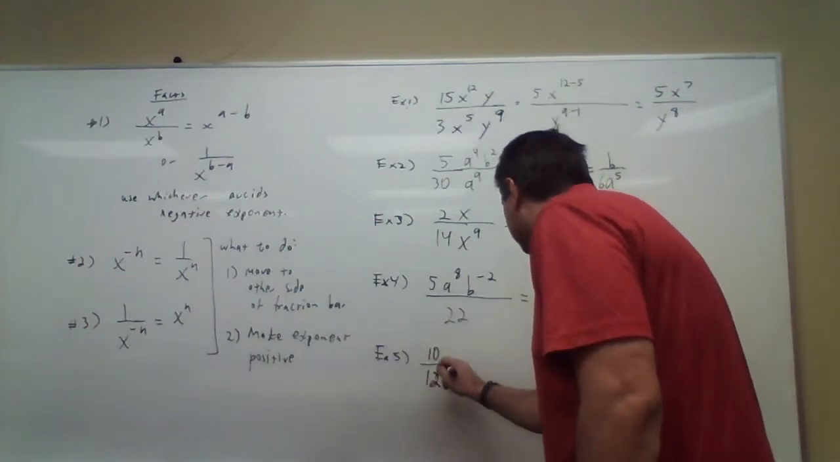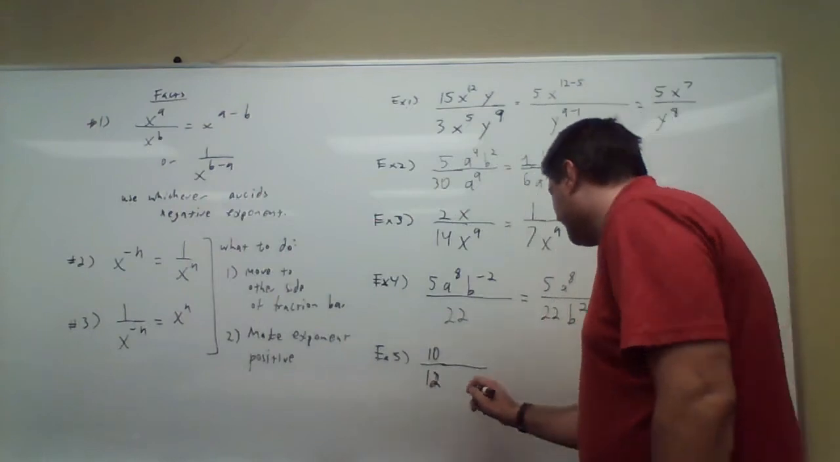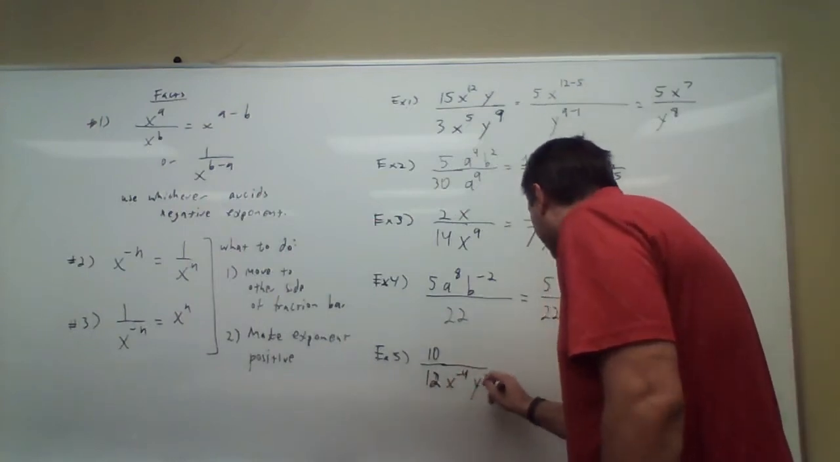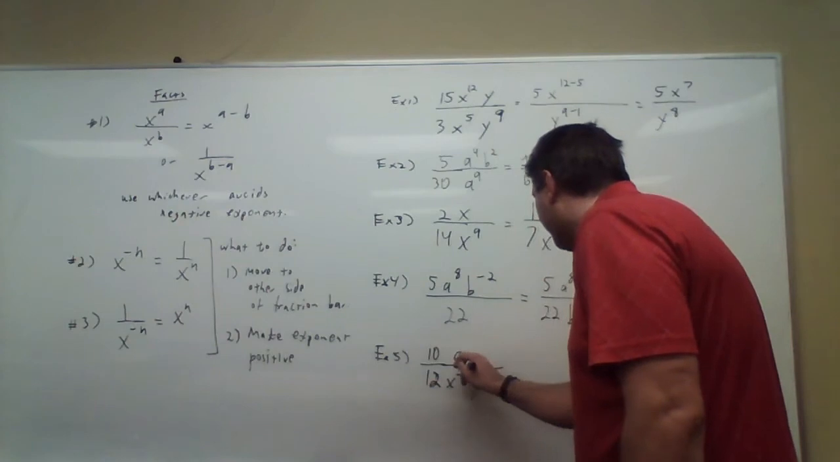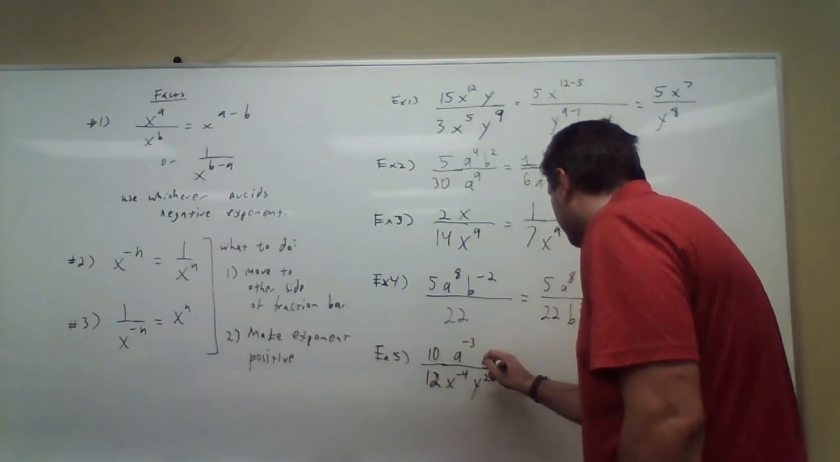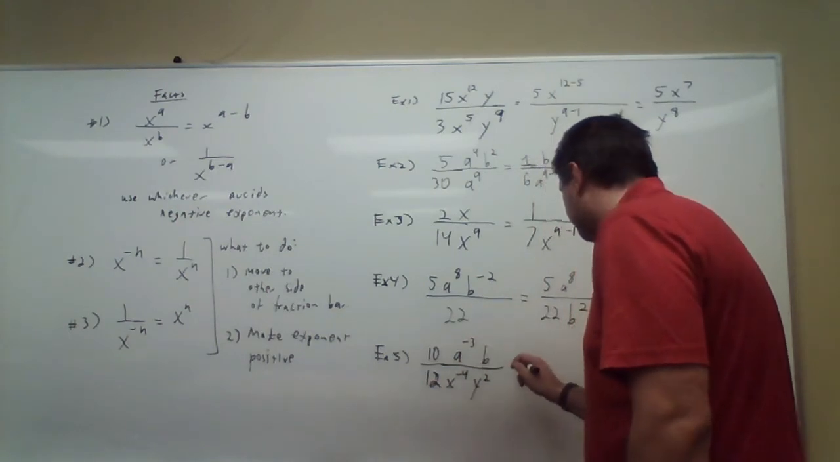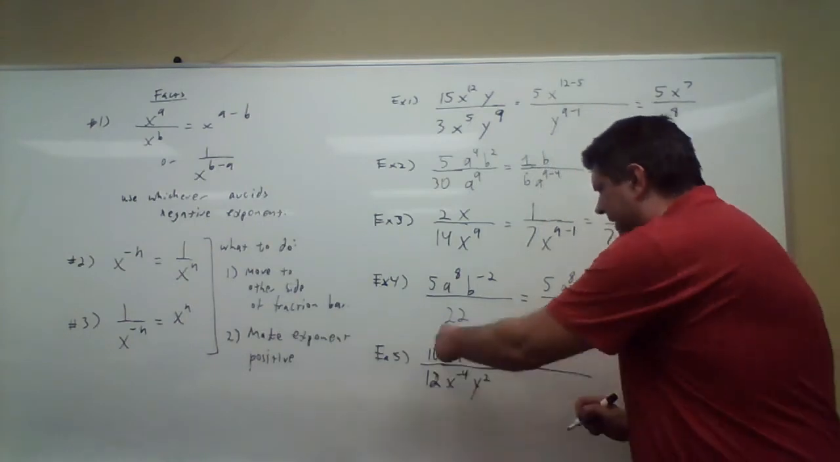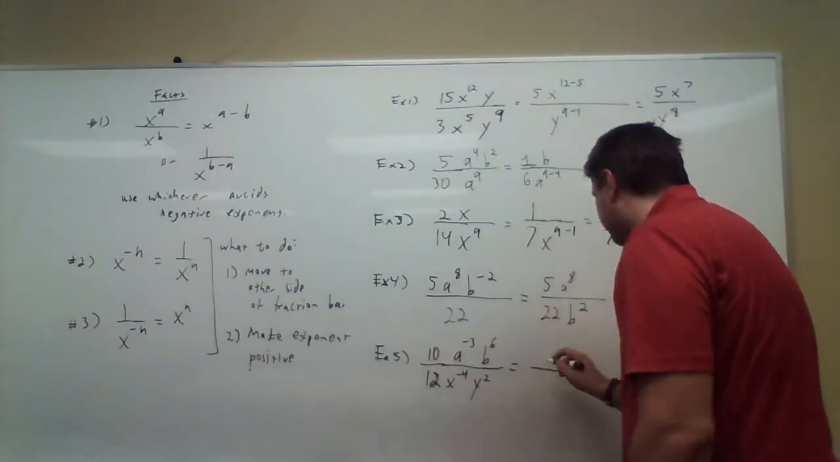10/12, and I have x to the -4th, y squared. And up here I have a to the -3rd, b to the 6th. Well, these two would reduce like normal to 5/6.